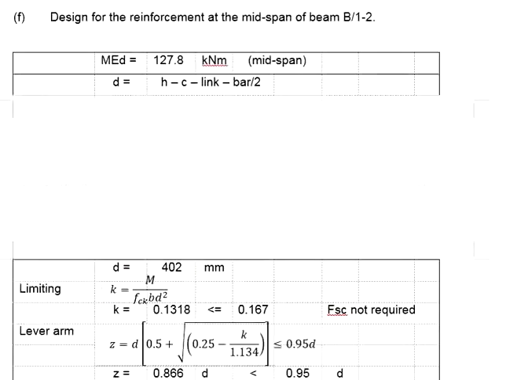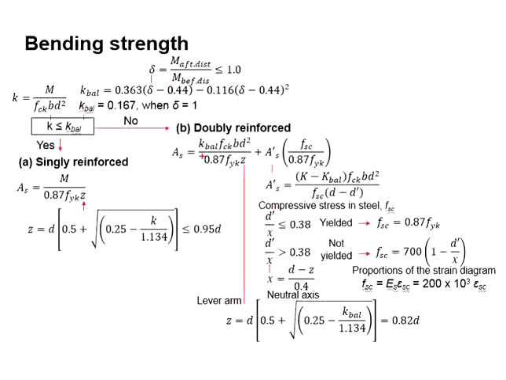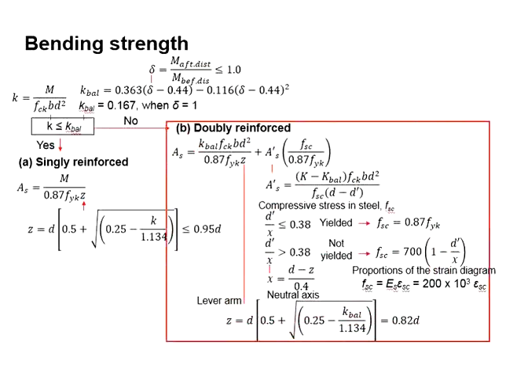As far as this example is concerned, the beam is singly reinforced. It is also possible that the calculation ended up with a doubly reinforced beam. This normally happens when you have a relatively large bending moment that is to be taken by a relatively small beam size, which will give you the K greater than 0.167, and then you will use this set of equations for you to solve the question.